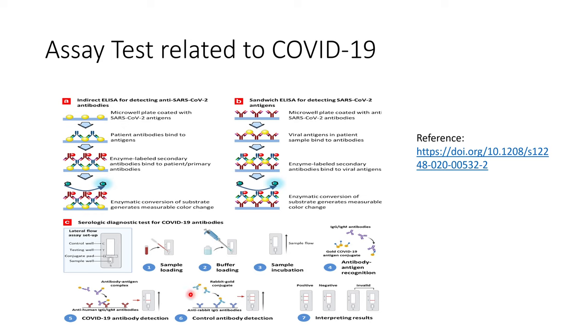And similarly, if this COVID-19 antigen is present in the sample, the rabbit gold conjugate, these rabbit antibodies, will also bind to this conjugate, and in the control well, there are anti-rabbit IgG antibodies, so they will bind the other part of the rabbit antibodies, and this control well will also light up.